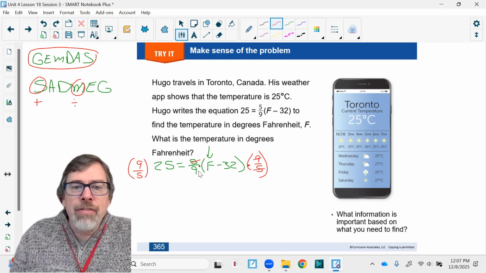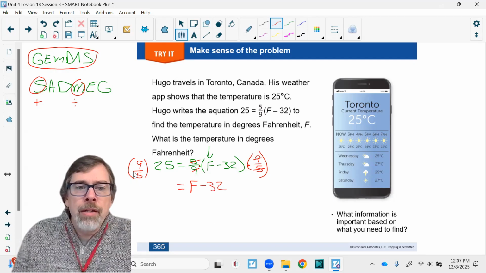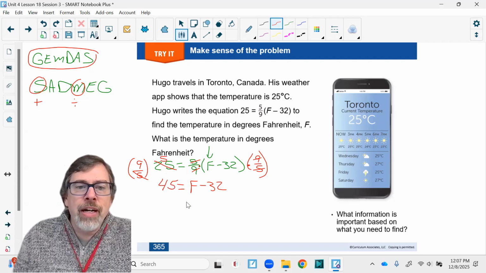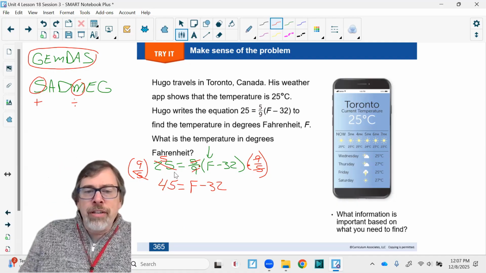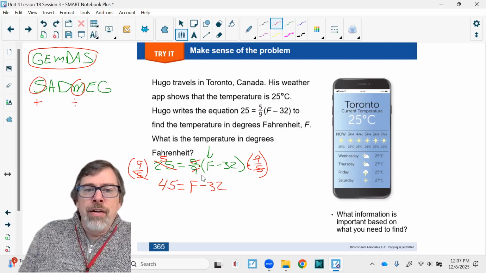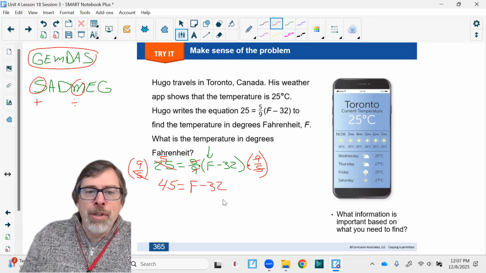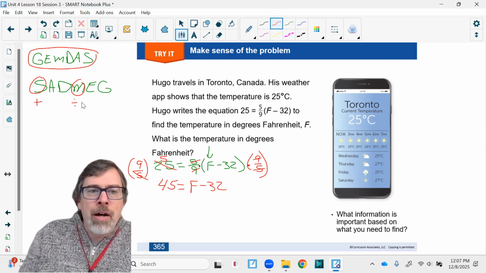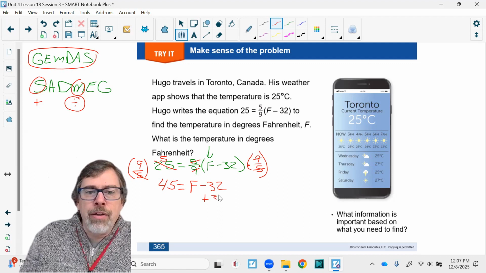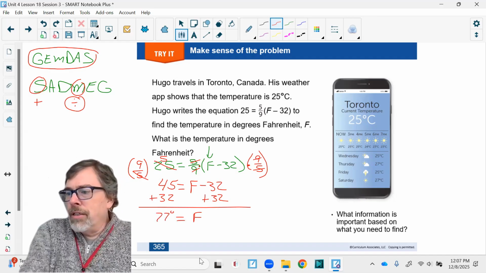The 5 and the 5 cancel, and the 9 and the 9 cancel, leaving us with F minus 32. This 5 will go into 25 5 times, and 9 times 5 is 45. So that was a much easier calculation than it would be if I did the distributive property and got all these strange fractions. This made it much easier, got rid of the fractions, and now I'm on to my addition step, which means add 32 to both sides. And when I do that, I'm going to get my Fahrenheit temperature of 77 degrees.